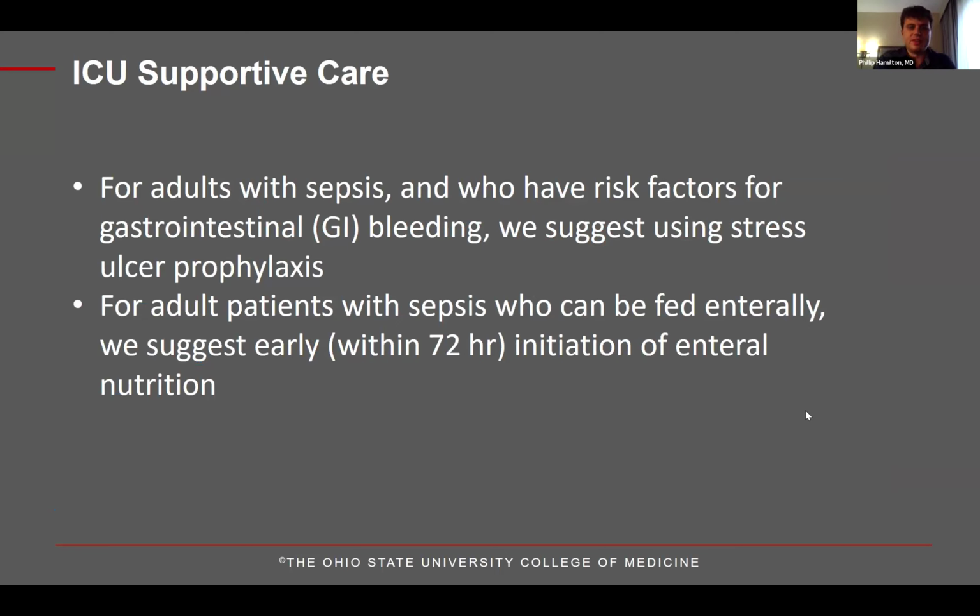And then just rounding out the supportive care piece, there are comments on risk stratifying your patients who are at risk for GI bleeding and considering stress ulcer prophylaxis for your patients who are on blood thinners or have a history of bleeding or are intubated. And then for patients with sepsis, I recommend early enteral feeding as possible, ideally within 72 hours of when they're admitted to the hospital.